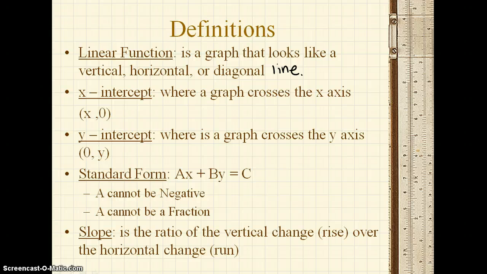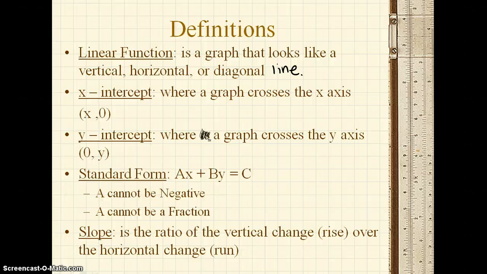A linear function is a graph that looks like a vertical, horizontal, or diagonal line. The x-intercept is where a graph crosses the x-axis. You will write it as the ordered pair (x, 0). The y-intercept is where a graph crosses the y-axis, and it's the ordered pair (0, y).